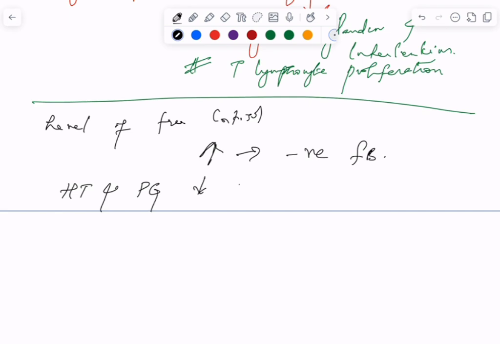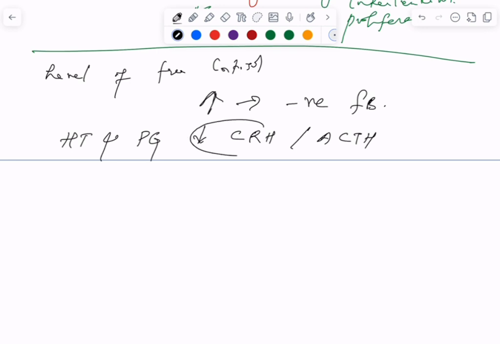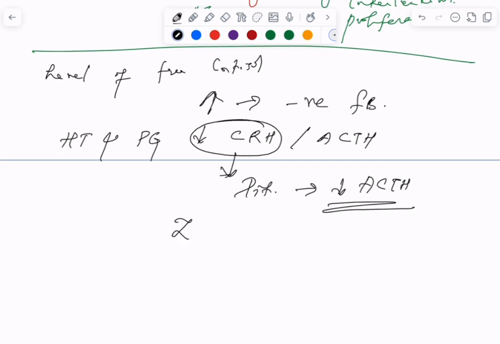So less CRH also tells the pituitary to make less ACTH. So the pituitary ends up having few reasons to make ACTH. With less ACTH floating around, the zona fasciculata gets less stimulation to make cortisol, and eventually the cortisol level goes back to normal. Straightforward. So the zona fasciculata gets less stimulation because ACTH is less there. Hope you all understand this much.